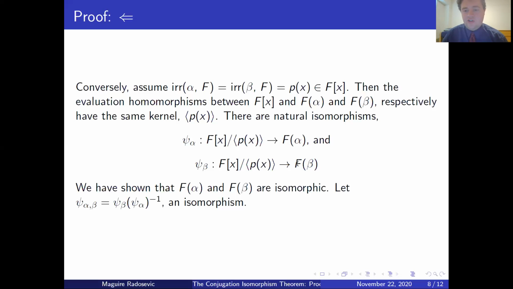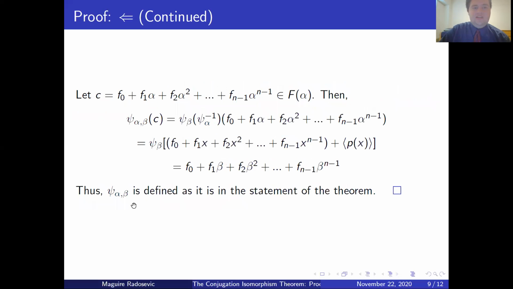The only thing that is left to show is that it's the isomorphism that we want. That if we compose psi sub beta with the inverse of psi sub alpha, then we get the isomorphism that leaves F fixed and maps alpha onto beta. That's the last step, and we'll show it right here. What we're going to do is pick an arbitrary element of F adjoin alpha. We can express it in this way, as we showed earlier. And we're going to find the image under the isomorphism that we constructed and see if it's what we want.